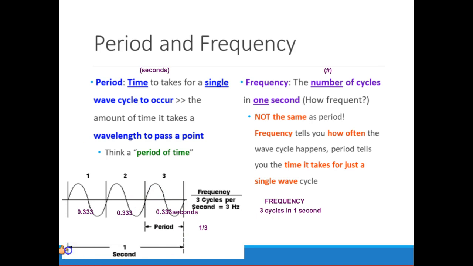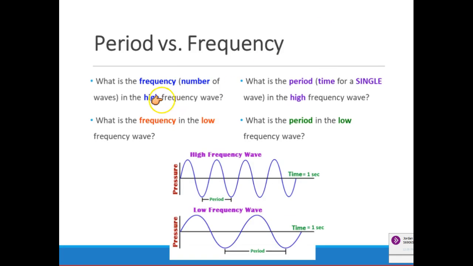Okay? So our frequency tells us how many are in 1 second. Our period tells us how long it takes just for one cycle. Excellent. Okay, so I know that can be a little bit confusing. It's one of the hardest concepts. So I'm going to go ahead and I want us to take a look at a high frequency versus a low frequency wave. Okay, both of these take 1 second.